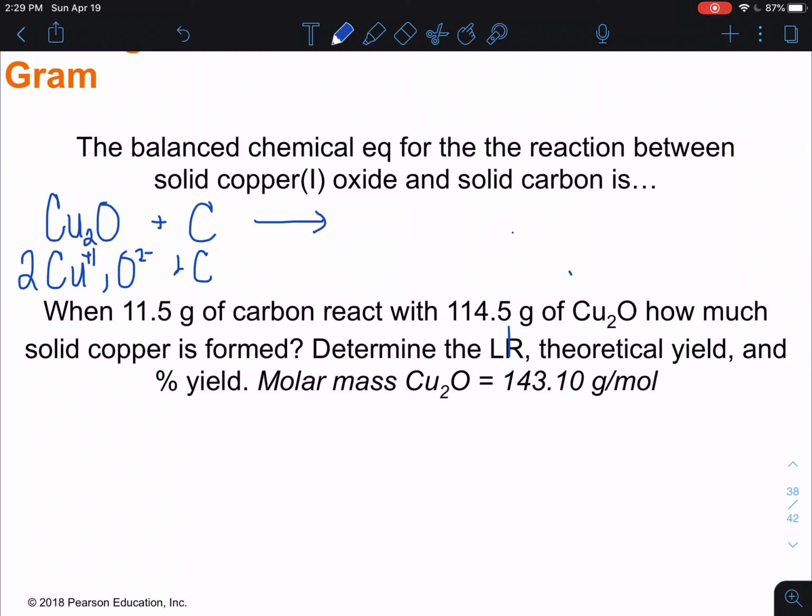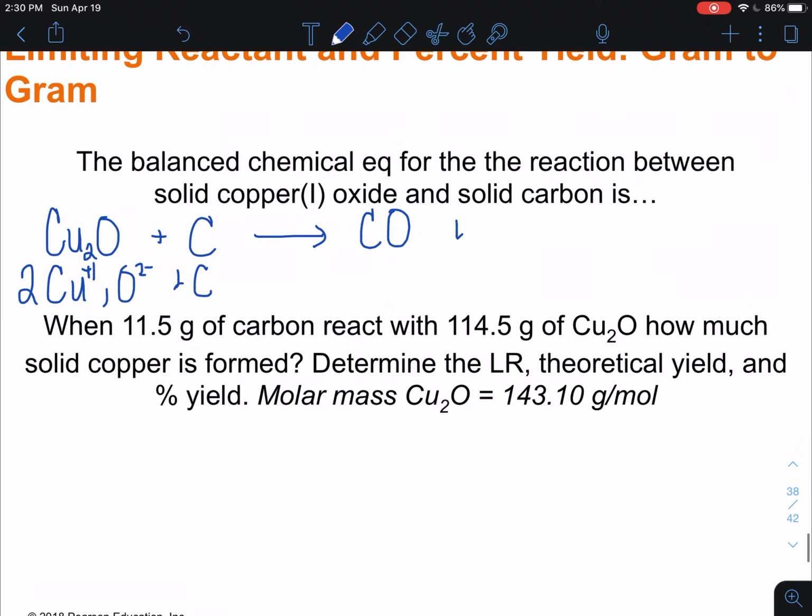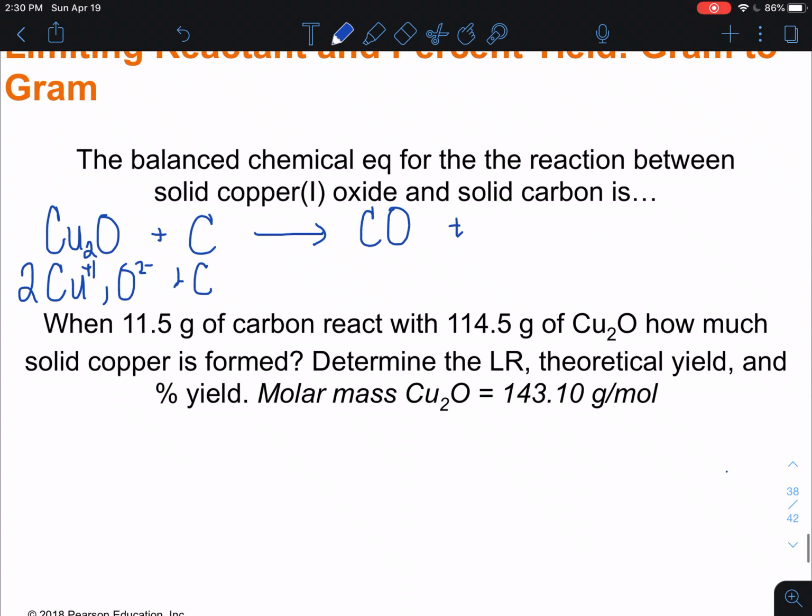I'm not going to necessarily give you something like this. This is just an example. That would be kind of hard for you to determine at this point, but this is what's going to happen. You're going to make carbon monoxide plus solid copper. And then this has to be balanced because there's 2. I'm just going to go ahead and delete this. There's not really anything else you can get out of that, so just bear with me.